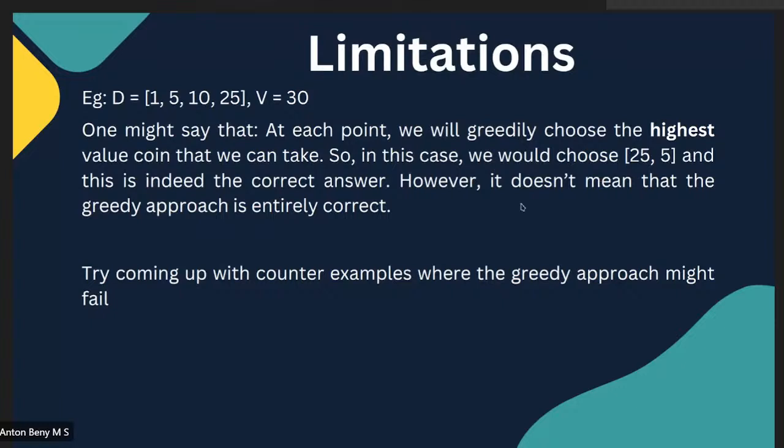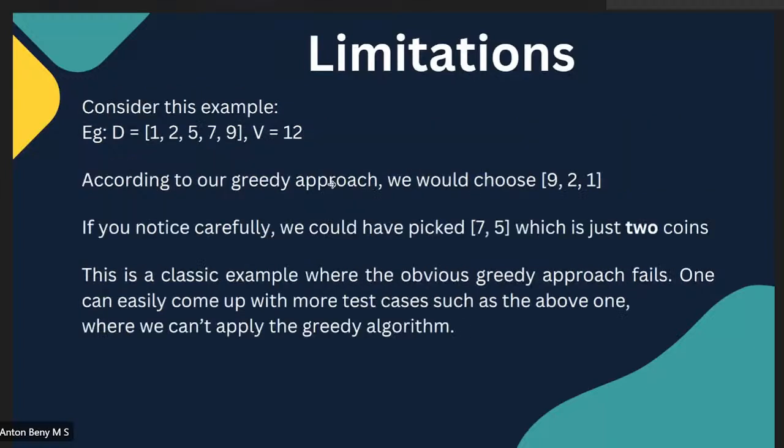So yeah, I'll end the poll and we'll discuss this with one example. This is the option B that you would have seen. Given that the coins are 1, 2, 5, 7, 9, and V is 12. According to the greedy approach that we discussed, we would first choose 9 and we'll have a remaining of 3. And now for the remaining 3, you would choose 2 and then a 1. So you would get 9, 2, 1, and that is 3 coins.